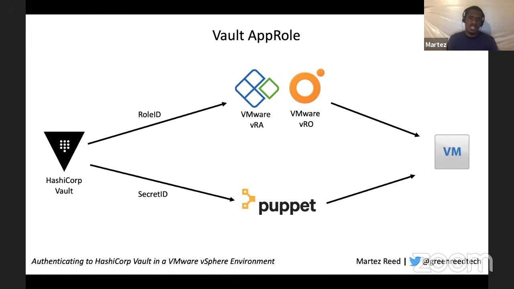Now, how do we get the secret ID to the system to allow the system to complete the authentication process with Vault? In this case, it might be leveraging something like Puppet, a configuration management tool, to handle the process of bringing in that secret ID. Once that's done, it then enables the system to combine both the role ID as well as the secret ID to pass to HashiCorp Vault to handle the actual authentication process. So this is one method that would be applicable to VMware environments for provisioning.